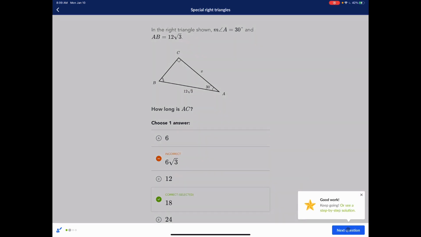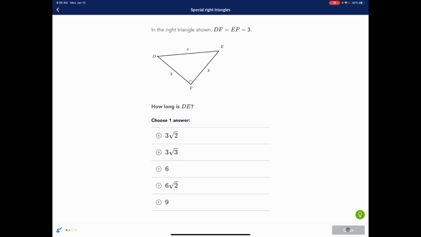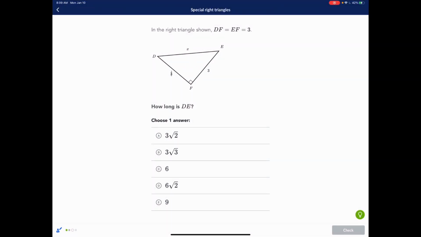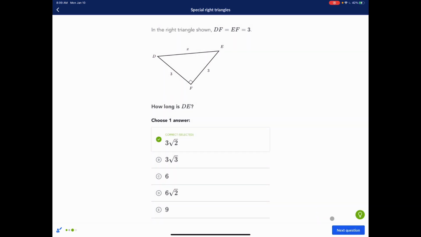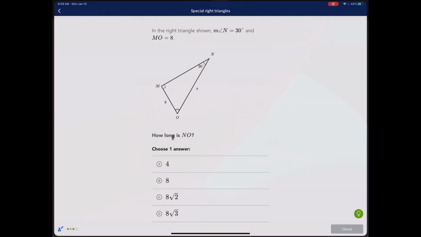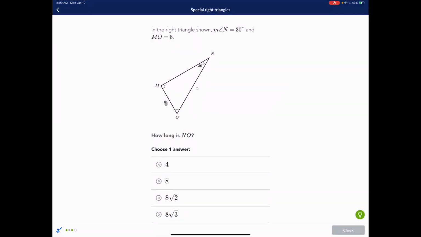And voila. Okay. All right, let's take a look at another problem. This one is going to be really easy. If this is 3, this is 3. That's going to be 3 square root of 2. Okay, we're going to try to find a little bit more challenging one here. This one is really easy too. If that's 8, that's going to be 16.